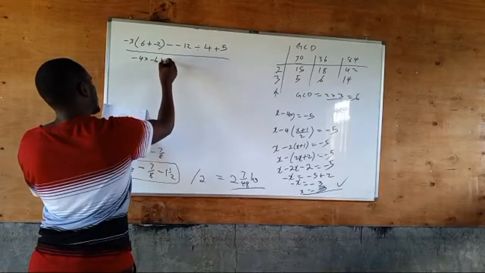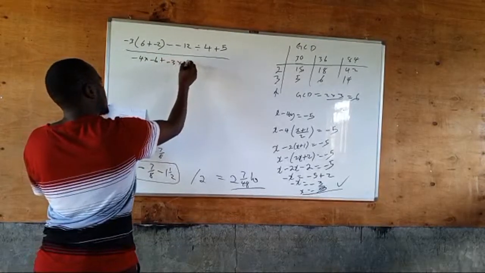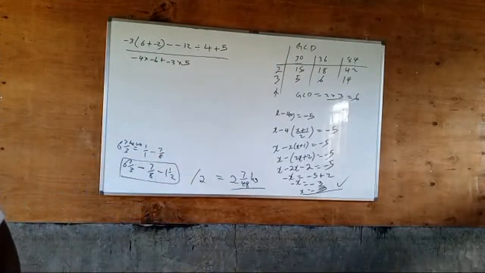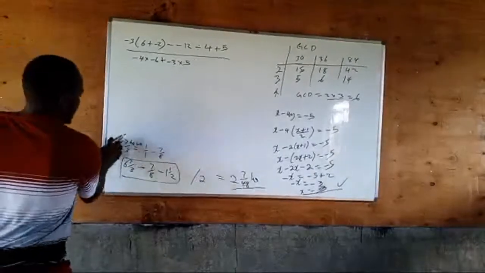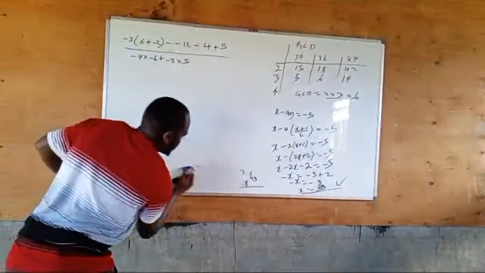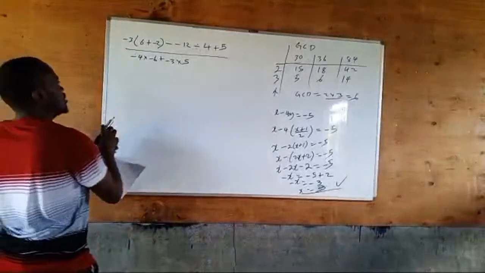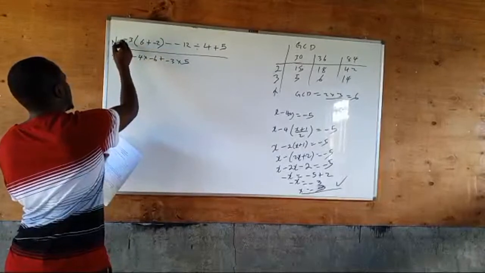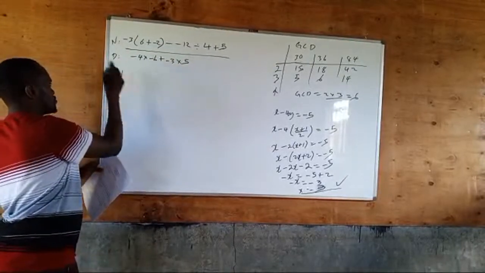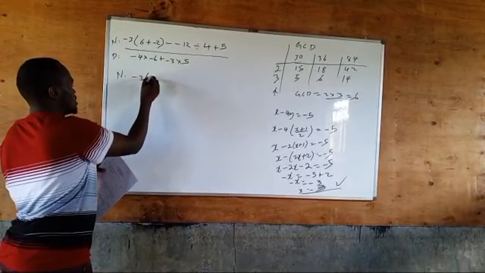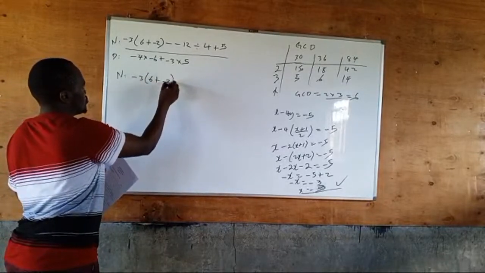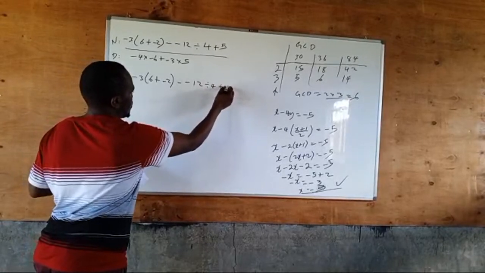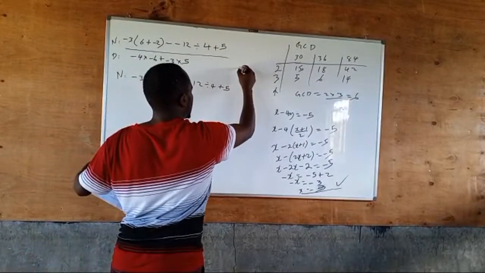I remembered in form 1, form 2 until I knew you are supposed to write every step. When you get a question like this, take the numerator. Solve the numerator first. Write the numerator and denominator here. You have negative 3, 6 plus minus 2, minus 12 divided by 4 plus 5. Then I will have a bond mass.